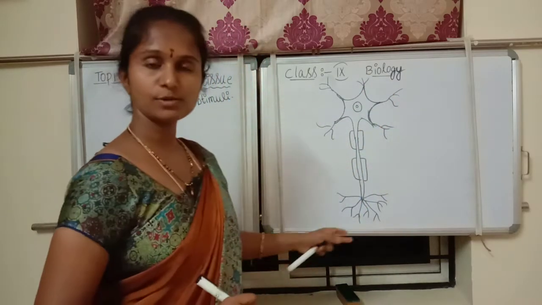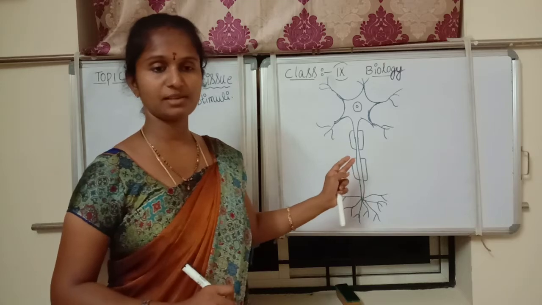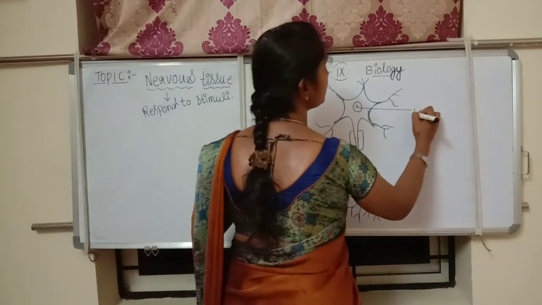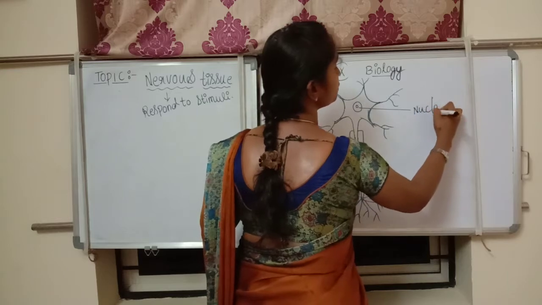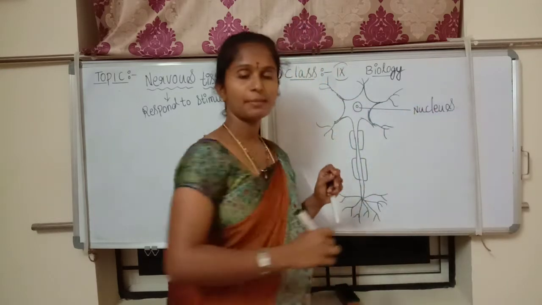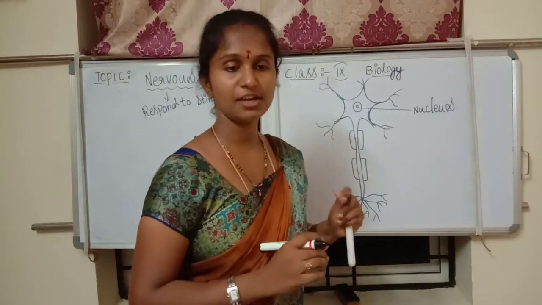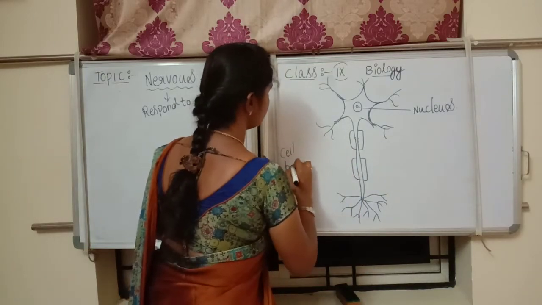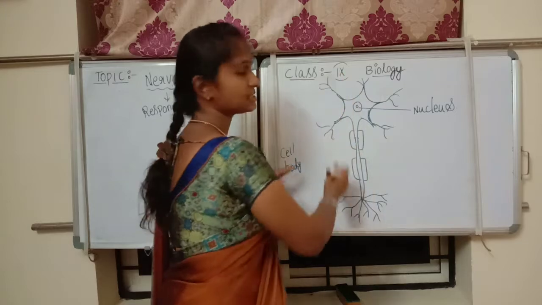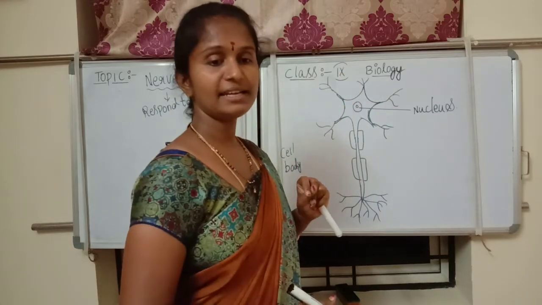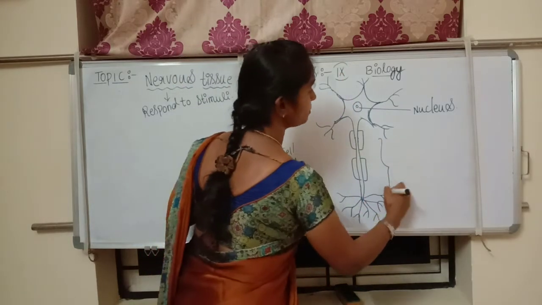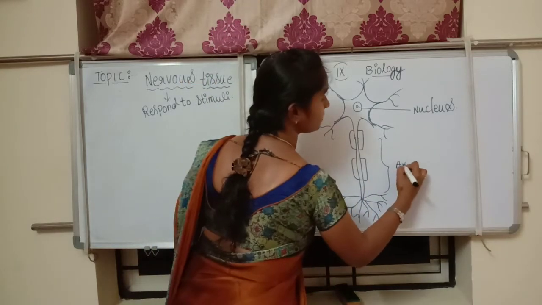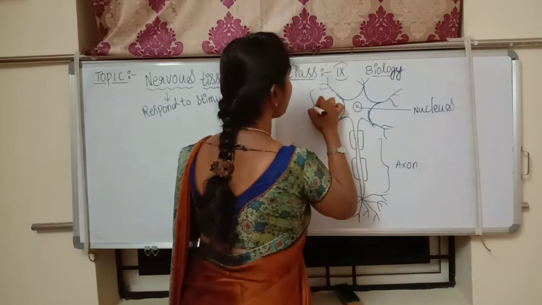This was the nerve cell, and now we are going to discuss the nerves. The middle part is called the nucleus, and this is the cell body. And next, this position we may call the axon.